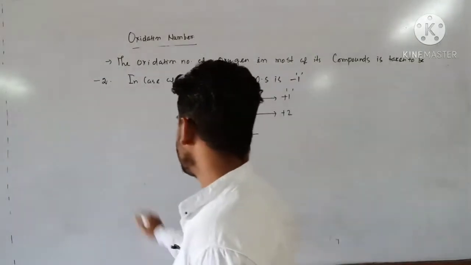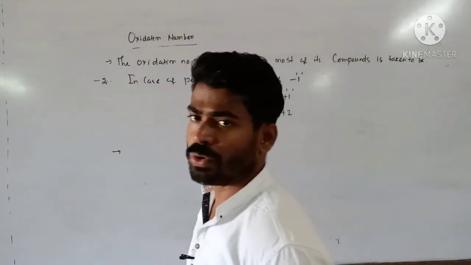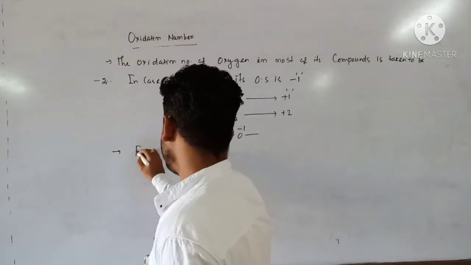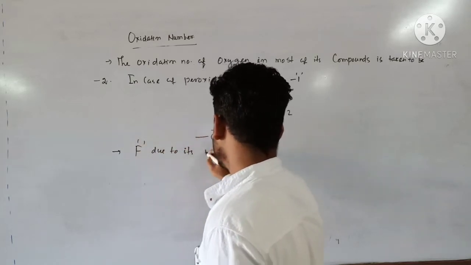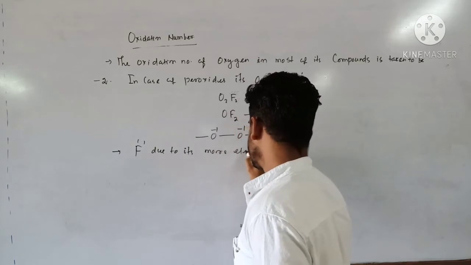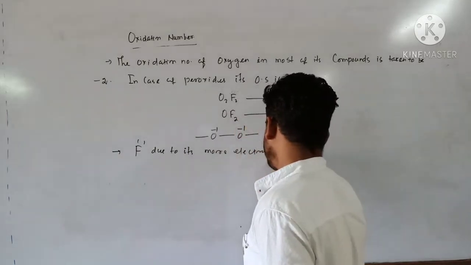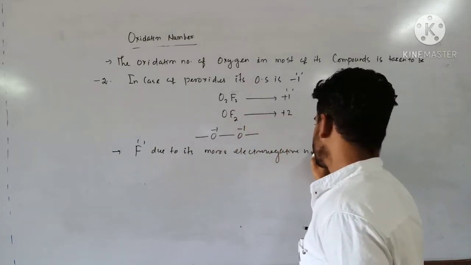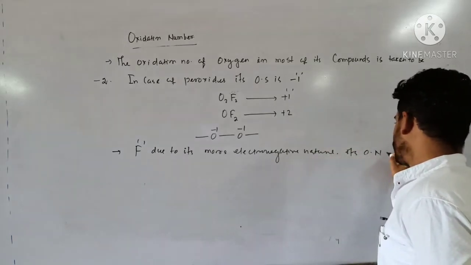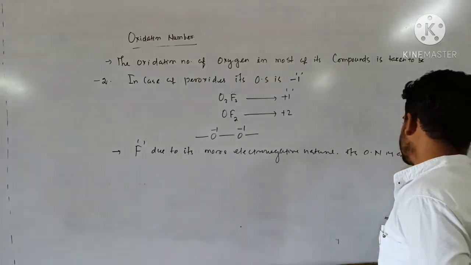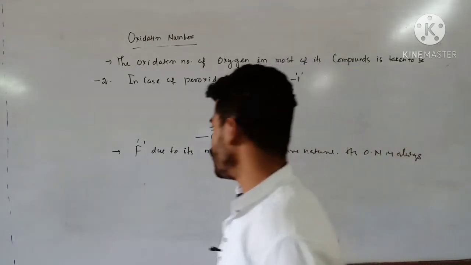Clear? And in the case of fluorine, due to its more electronegative nature, its oxidation number is always taken as -1.